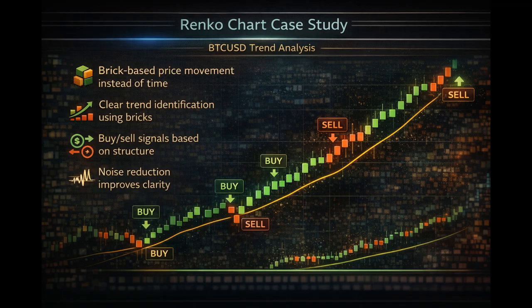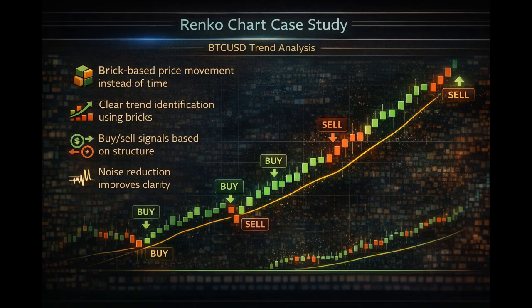The price gradually moves upward, forming higher highs and higher lows, which is a classic sign of bullish market structure. During this phase, several buy signals appear as price pulls back slightly and then continues upward. For example, traders may enter long positions when the price retraces slightly and then forms new green bricks.